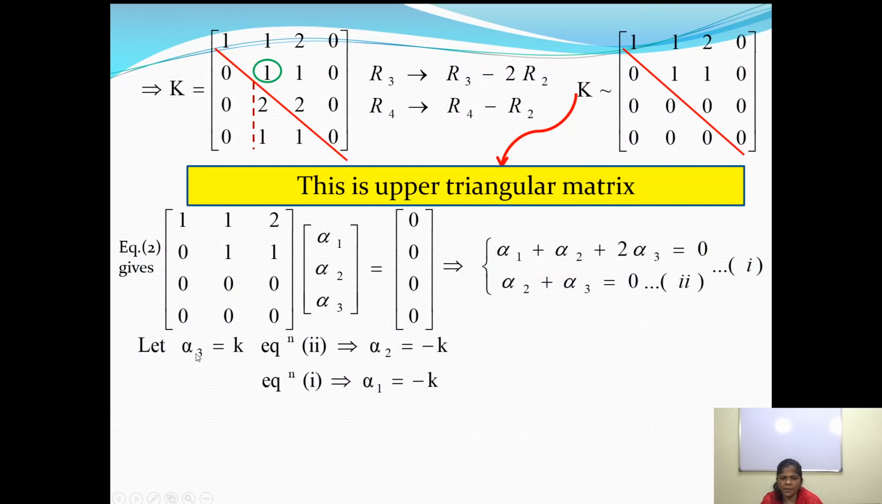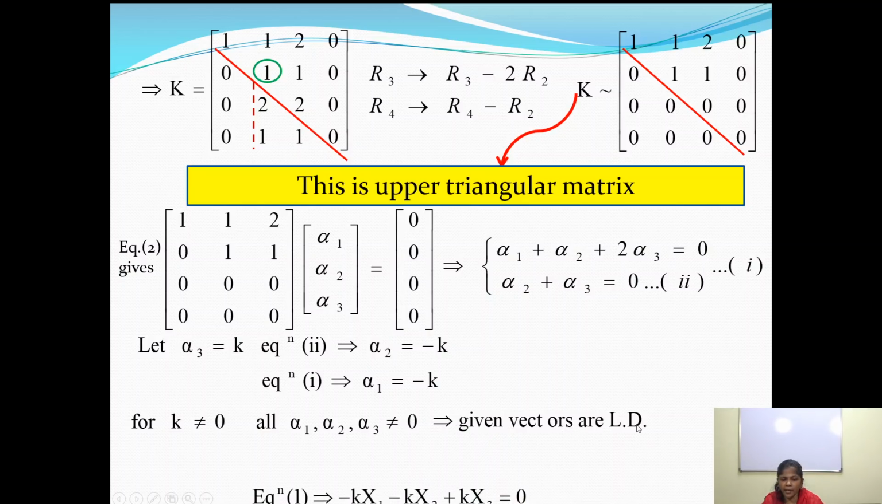Similarly, once we get alpha 2 and alpha 3, put this in equation 1, we shall get alpha 1 as minus k. So like this we have obtained alpha 1, alpha 2 and alpha 3, which are in terms of arbitrary constant. So obviously for k not equal to 0, all alpha 1, alpha 2, alpha 3 are not equal to 0. So therefore the given vectors are linearly dependent.